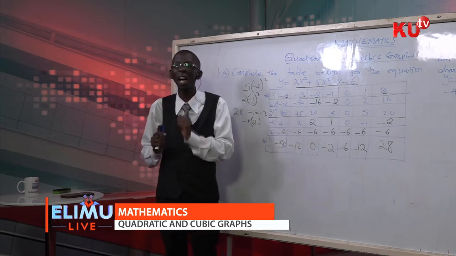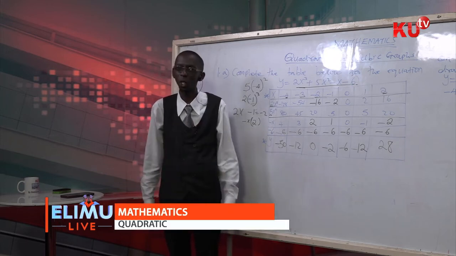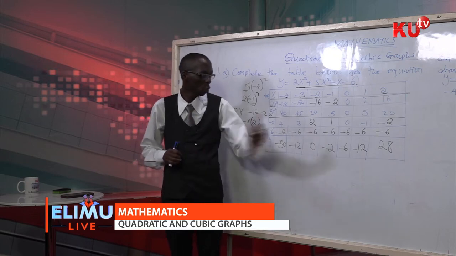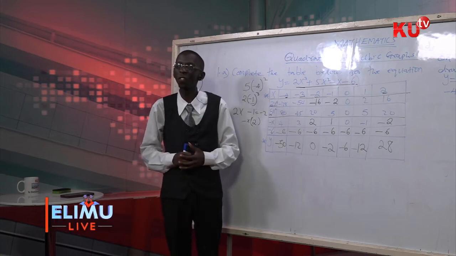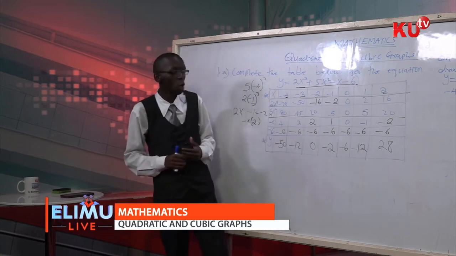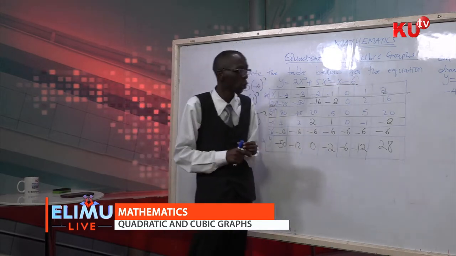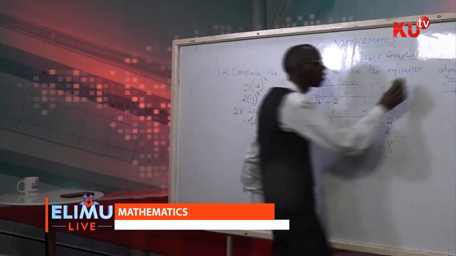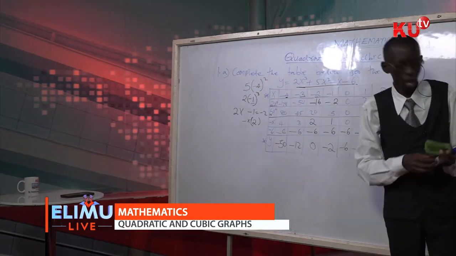Something else that is very important is when plotting your graph, you must choose a suitable scale. Look at the values of y in this particular graph. The values of y are negative 50 to 28. The highest negative value of y is negative 50. The highest positive value of y is 28. So you must be very keen when choosing the scale that you are going to use. So we are going to plot this graph as shown below.